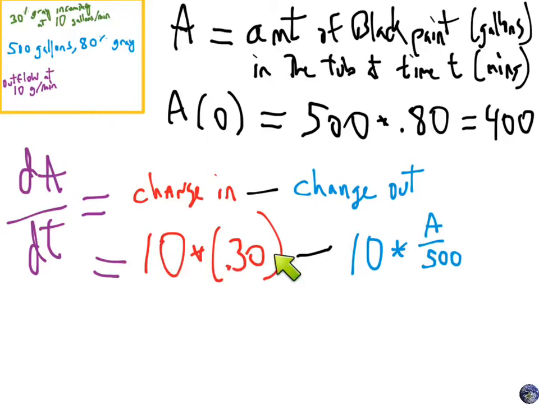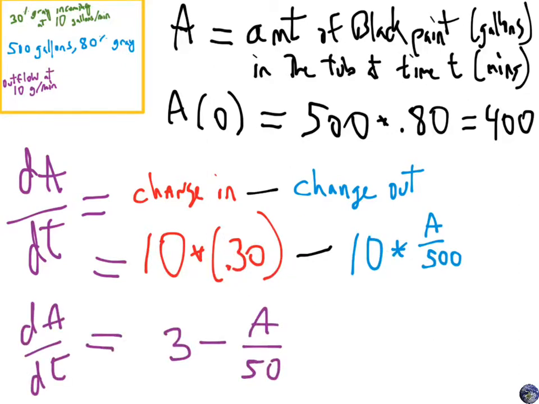Let's do a little bit of algebra simplification on this. dA/dt is equal to, 10 times 0.30 is 3, and here I'm going to cancel the 10 into the 500 and write it as A over 50. But we can do some more algebra simplifying on that. Let's make a common denominator. This has a 50, so let's make the 3 be 150 over 50. And let's put this over a common denominator as a single fraction. So that's 150 minus A, all over 50.